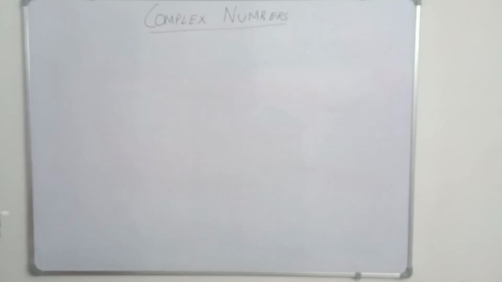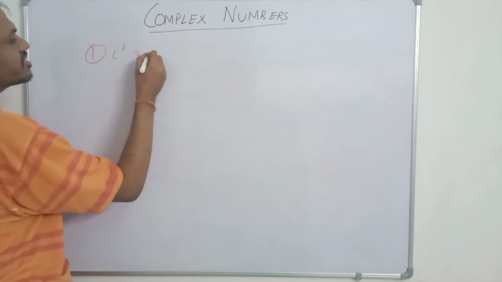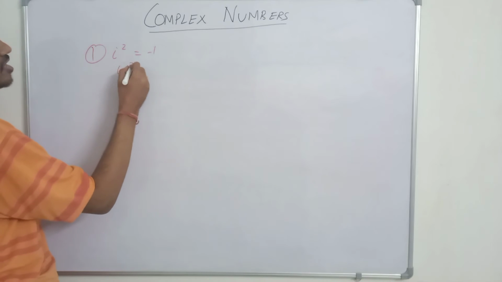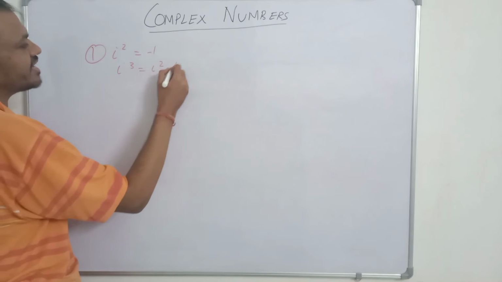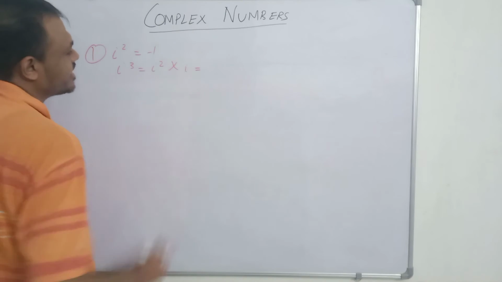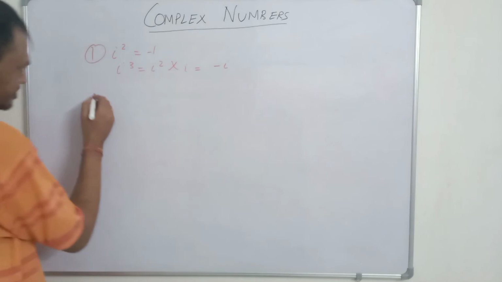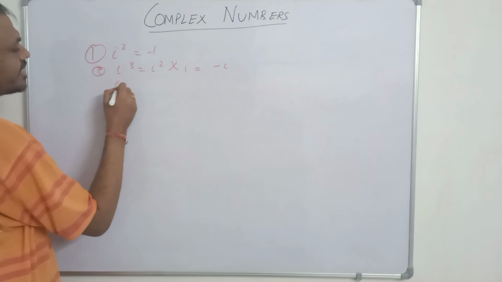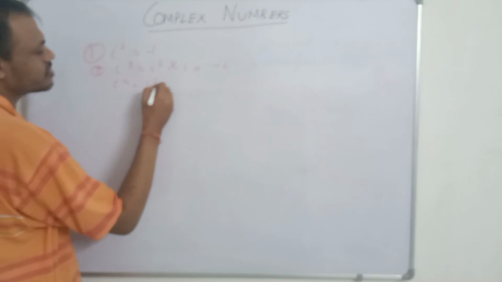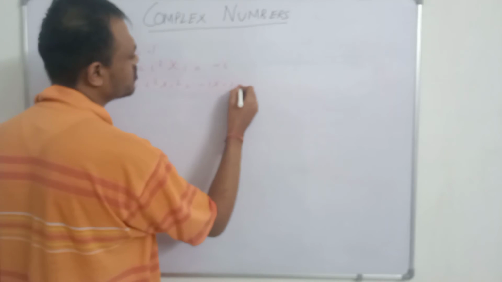So the properties of iota are that, first we know that we have already studied that iota square is equal to minus 1. Now iota cube will be equal to iota square into iota. So iota cube will be, iota square is minus 1, so iota cube will be equal to minus iota. Now iota to the power 4 will be equal to iota square into iota square. So this will be equal to minus 1 into minus 1. So it will be equal to plus 1.